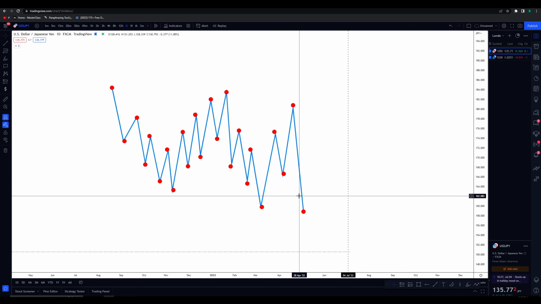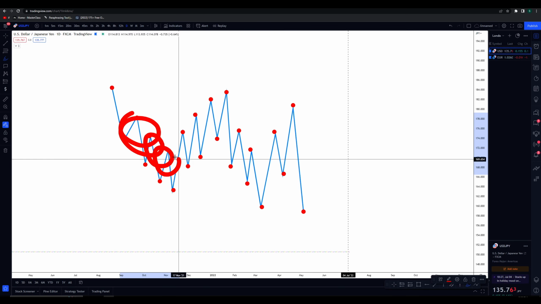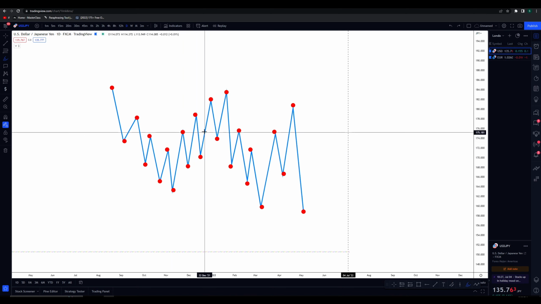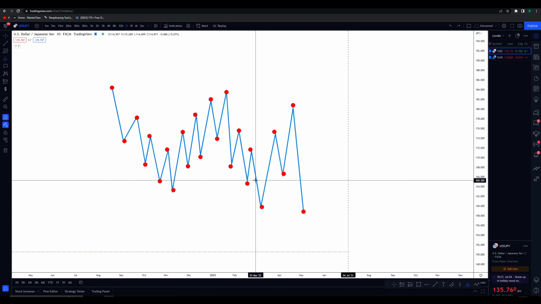So that's the microstructure perspective of structure, and the macro perspective is basically ignoring all the mini information that resides within the impulsive moves, and all you're looking at is where the impulsive move starts and where it finishes. And that's essentially what structure is.